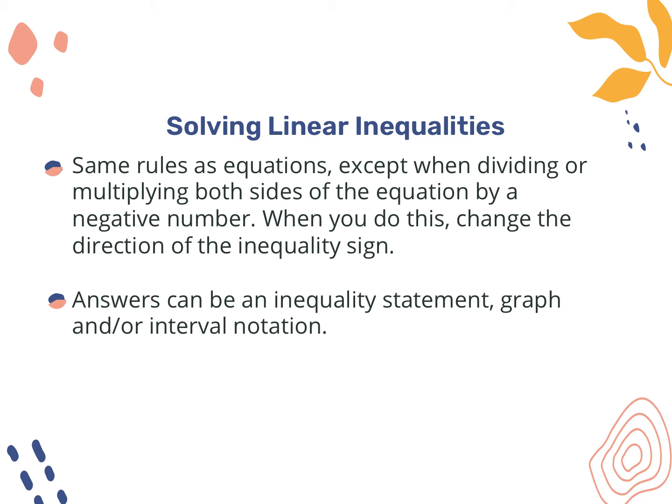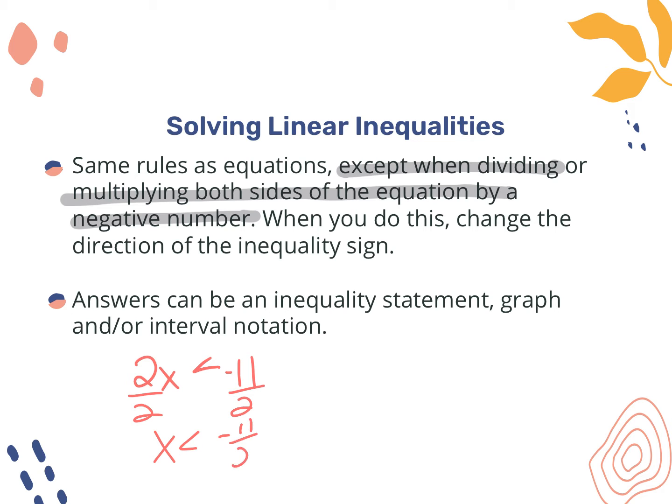It says the same rules apply as equations. When you're solving, you work backwards. All those things are the same except for 2 cases, and that is when you divide or multiply both sides of the equation by a negative number. If you had something like 2x is less than 11, and let's say the 11's negative, and I divide by a positive 2, nothing changes. But if I had negative 2x is less than 11, and I divide by a negative, now my sign flips. So if I divide or multiply by a negative number, my sign changes direction.